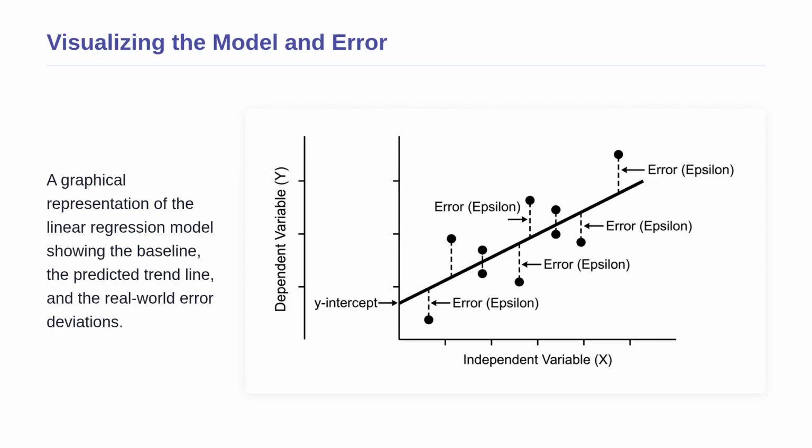Notice how they do not sit perfectly on the line. The vertical dashed lines connecting the dots to the main trend line represent the error term, epsilon. This diagram beautifully illustrates how the model captures the general trend while the error term accounts for the natural deviations of the real world.